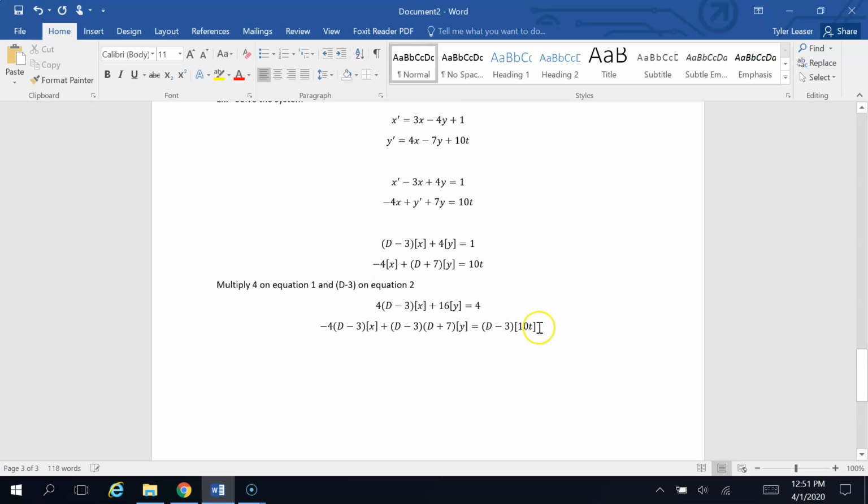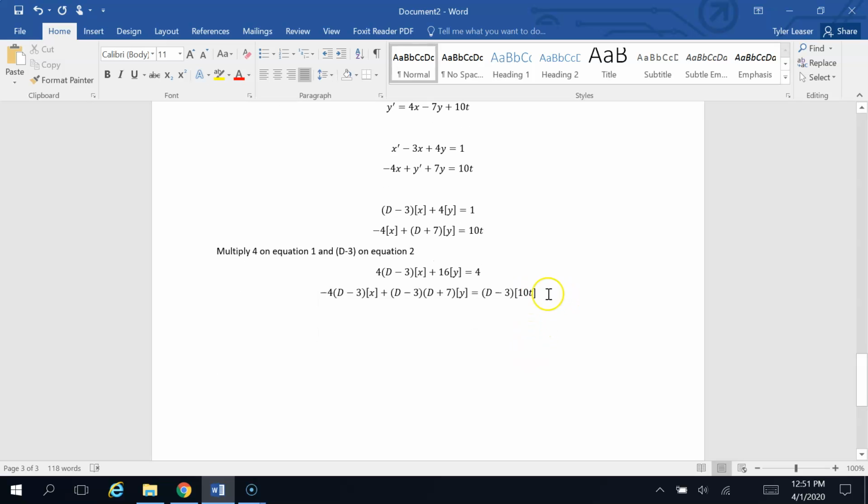All we really need to do to simplify this second equation down is to operate d minus 3 onto 10t. Operating the d onto 10t is just taking the derivative, so we're going to get 10. Operating the negative 3 onto 10t just multiplies it to give us negative 30t. I'll just leave it like that. Just ignore this middle part right here.